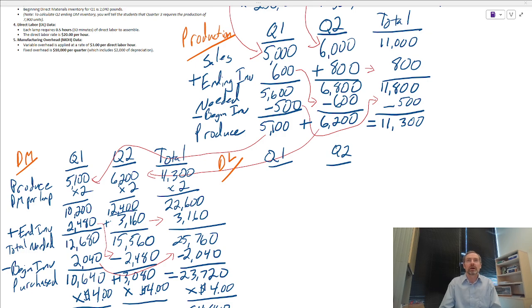So let's look at this and we say, all right, let's look at how much we are going to produce. That comes directly from the production budget, so we're just going to bring those numbers back down. We're going to produce 5,100 and 6,200 respectively in quarters 1 and 2. Each one requires, this is direct labor per lamp or per unit, a half an hour.